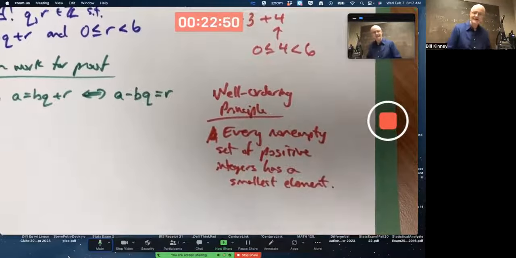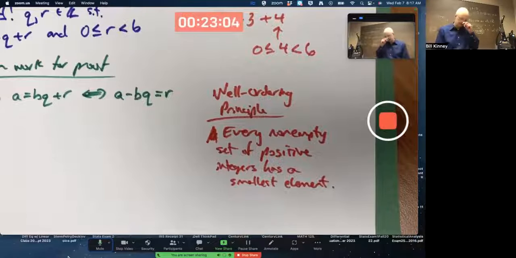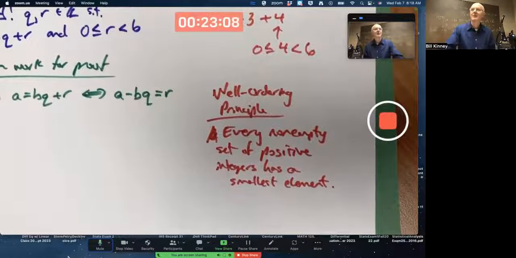Give me any non-empty set of positive integers. There's going to be a smallest positive integer in it, right? Seems pretty intuitive. Does this take proof? You remember what the book says? What does the author say about the well-ordering principle? Probably don't remember.